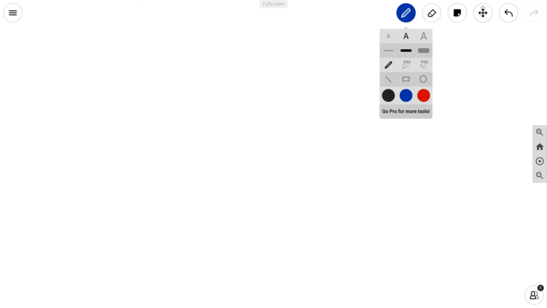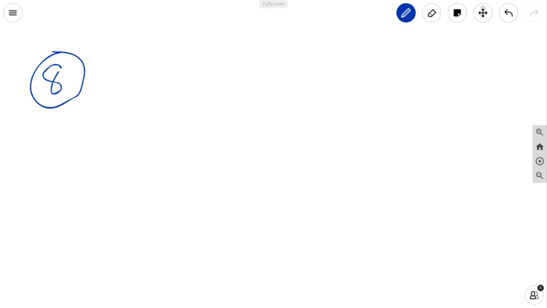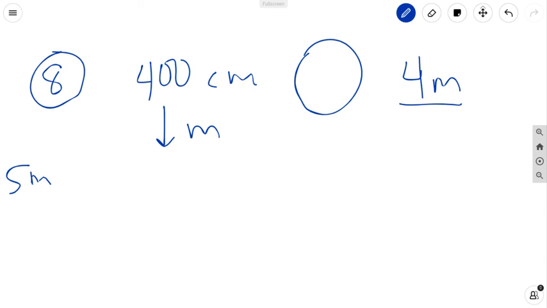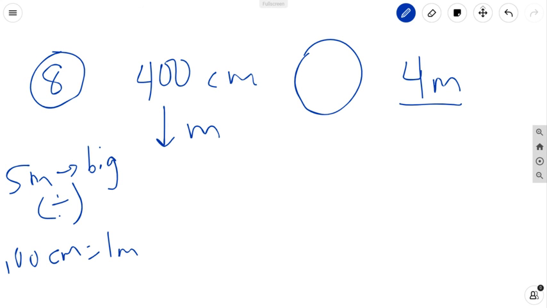All right, let's try one more. Let's take 400 centimeters. Is it greater than, less than, or equal to 4 meters? That's a 4. Let's fix that. There we go. Okay, I'm going to leave the meters alone. I'm going to take the centimeters and turn them into meters. That means I'm going from a small unit to a big unit, which means I'm going to divide again. And I know that there are 100 centimeters in 1 meter. So I'm dividing 400 by 100.